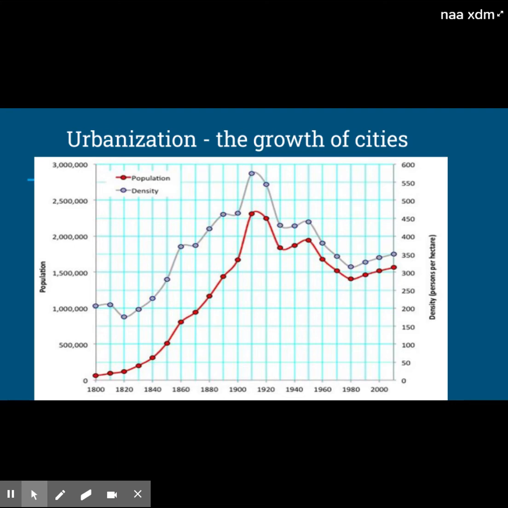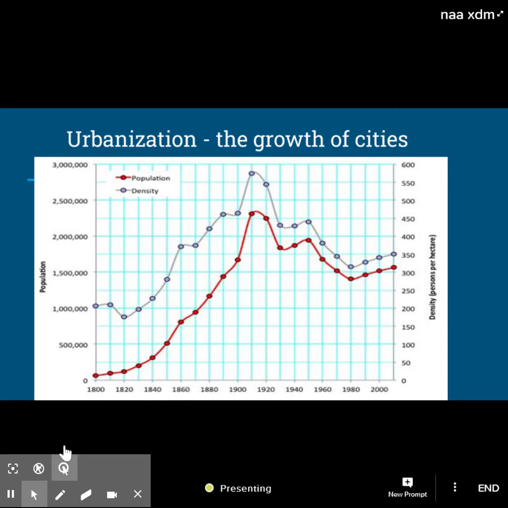The overall trend, is it up or down? It starts to go down somewhat. And then from 1980 on, we're going to see that it increases again. All right, so let's move on a little bit.